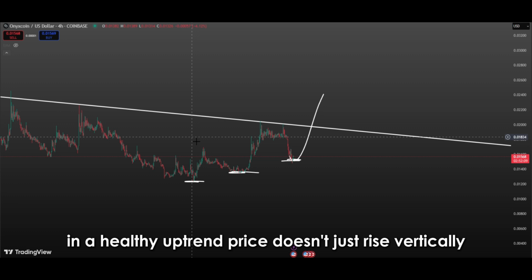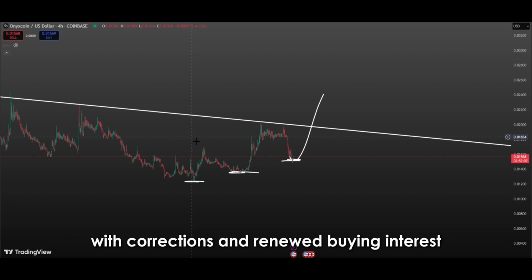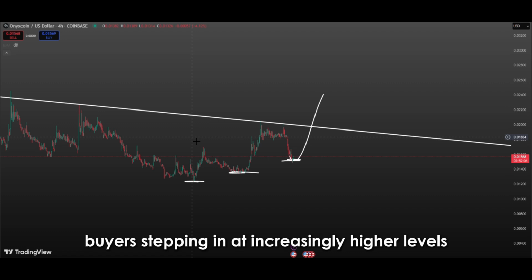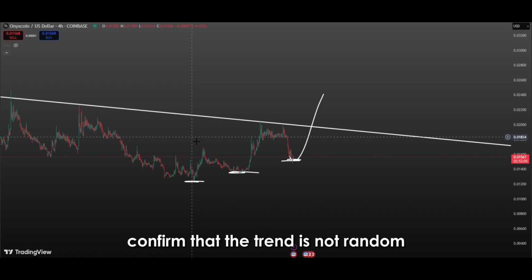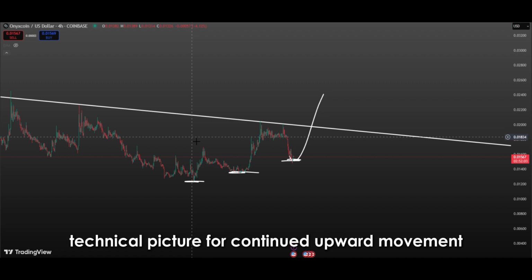In a healthy uptrend, price doesn't just rise vertically, it climbs step by step, with corrections and renewed buying interest. Buyers stepping in at increasingly higher levels during each correction confirm that the trend is not random, but supported by strong demand. This paints an optimistic technical picture for continued upward movement.